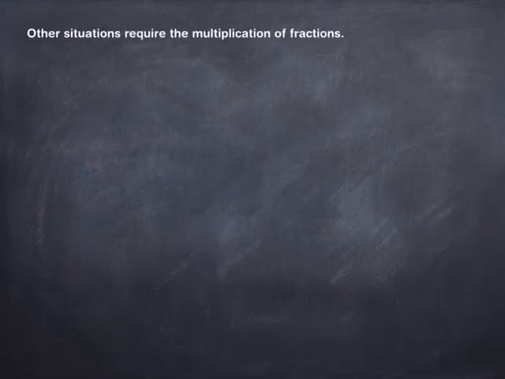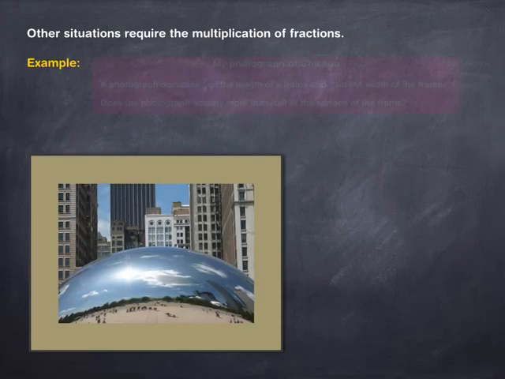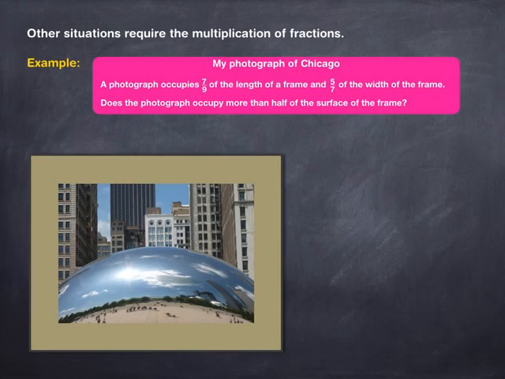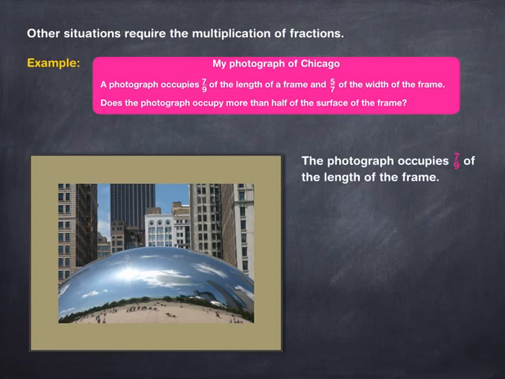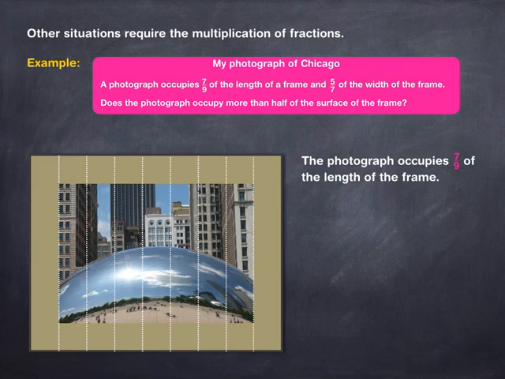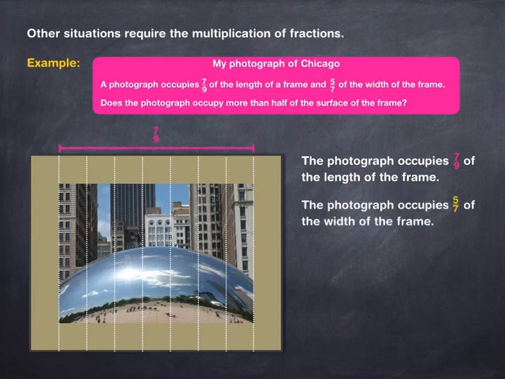Other situations require the multiplication of fractions. Example: my photograph of Chicago. Stop the video and read the following problem. The photograph occupies 7/9 of the length of the frame. The photograph occupies 5/7 of the width of the frame.